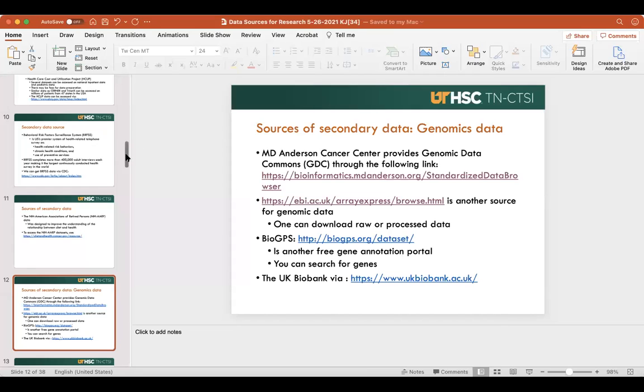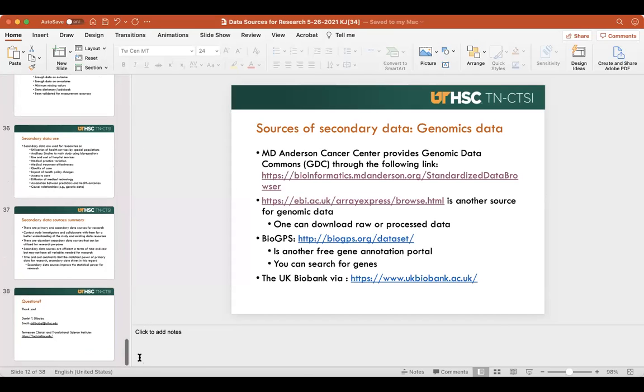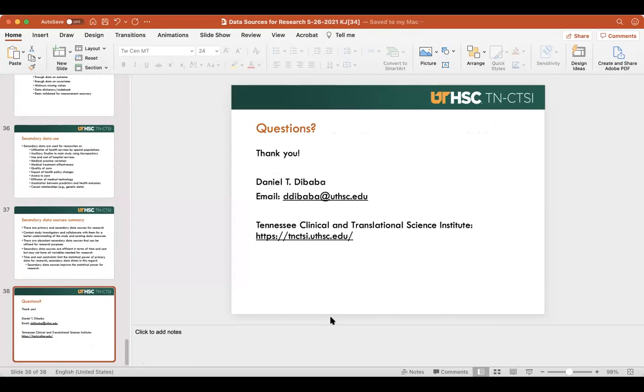So that's it. That's all on secondary data sources as a source of data for research. I think you enjoyed it, and probably you have an idea of which one to use for your next research.